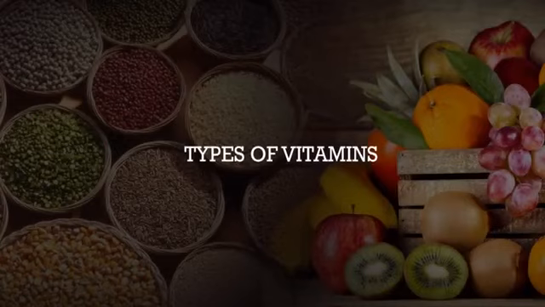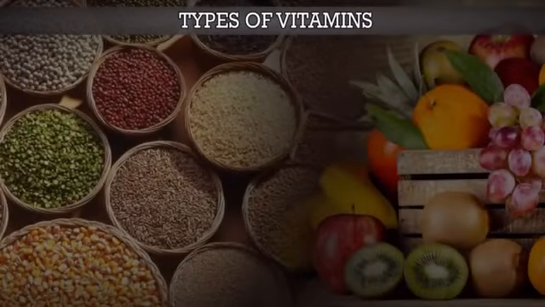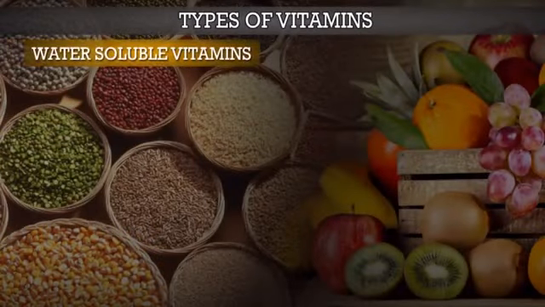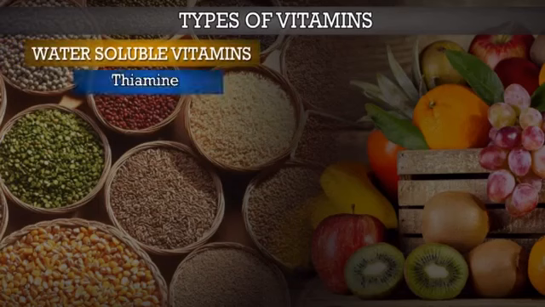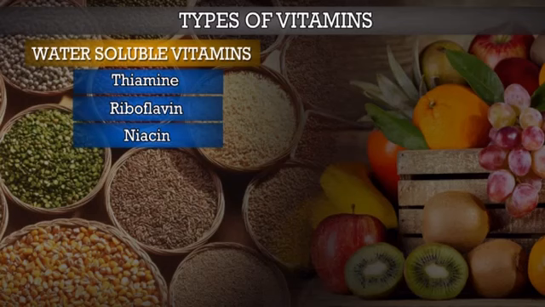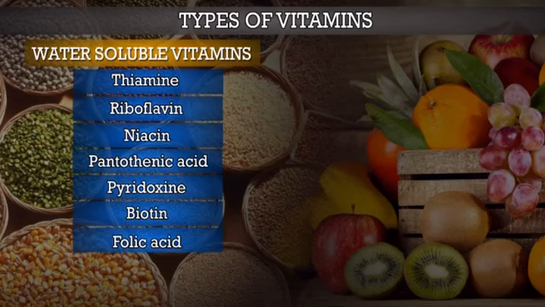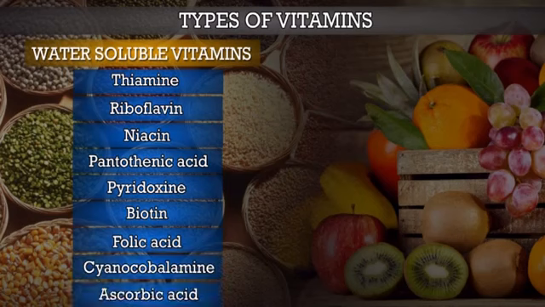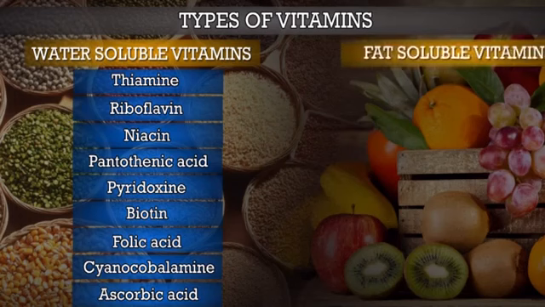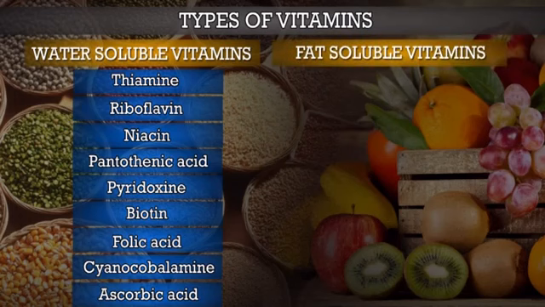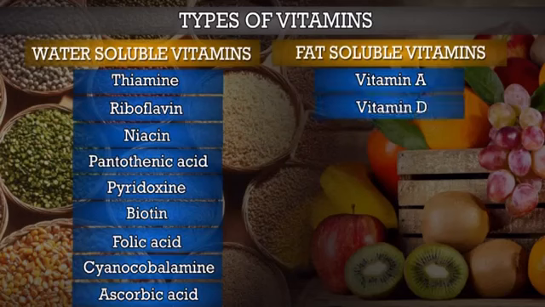Next is the types of vitamins. The most common method of classifying vitamins is according to their solubility in water and fat, and accordingly they are divided into water-soluble vitamins, and the members are thiamine, riboflavin, niacin, pantothenic acid, pyridoxine, biotin, folic acid, cyanocobalamine, and ascorbic acid. And in the fat-soluble vitamins, the members include vitamins A, D, E, and K.